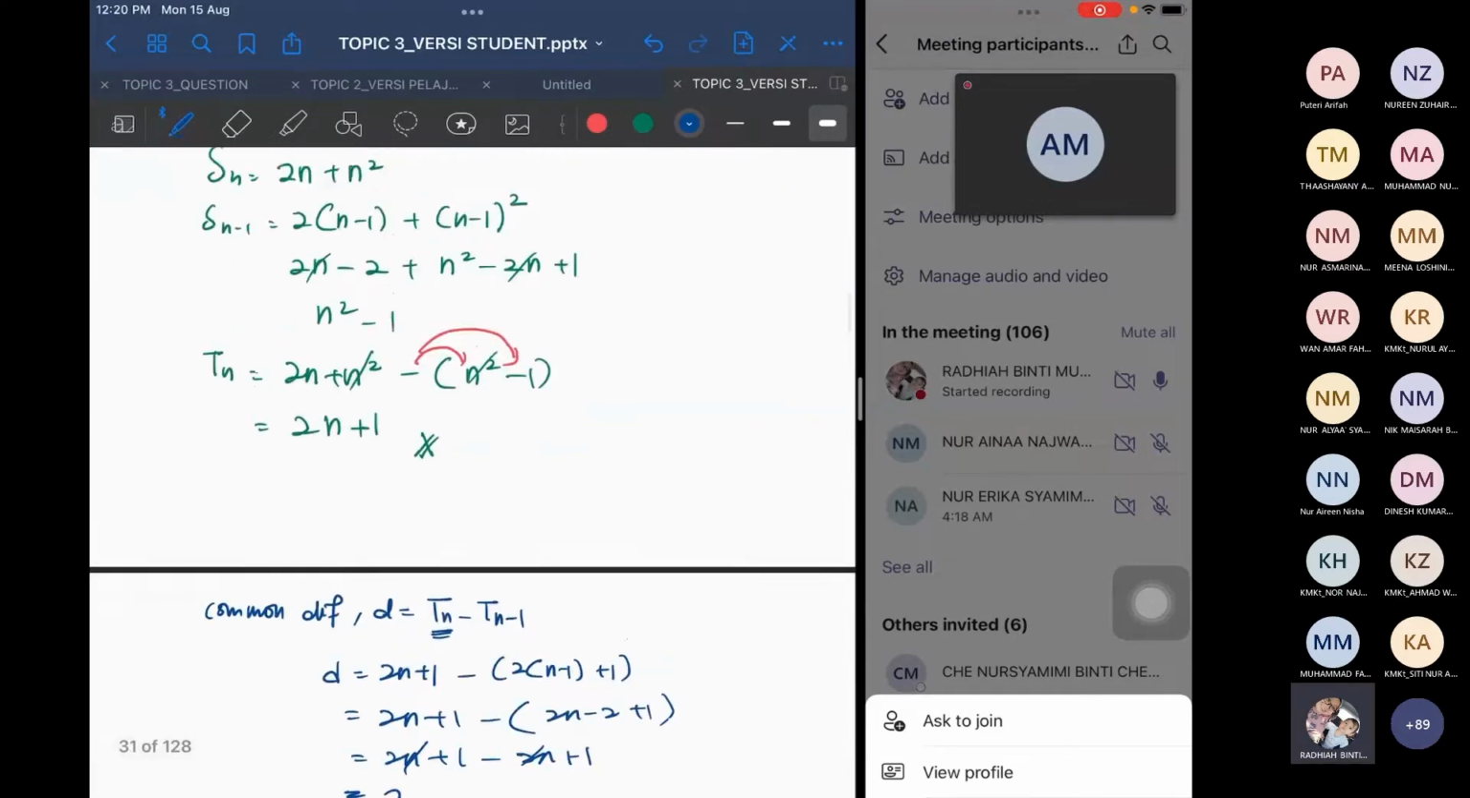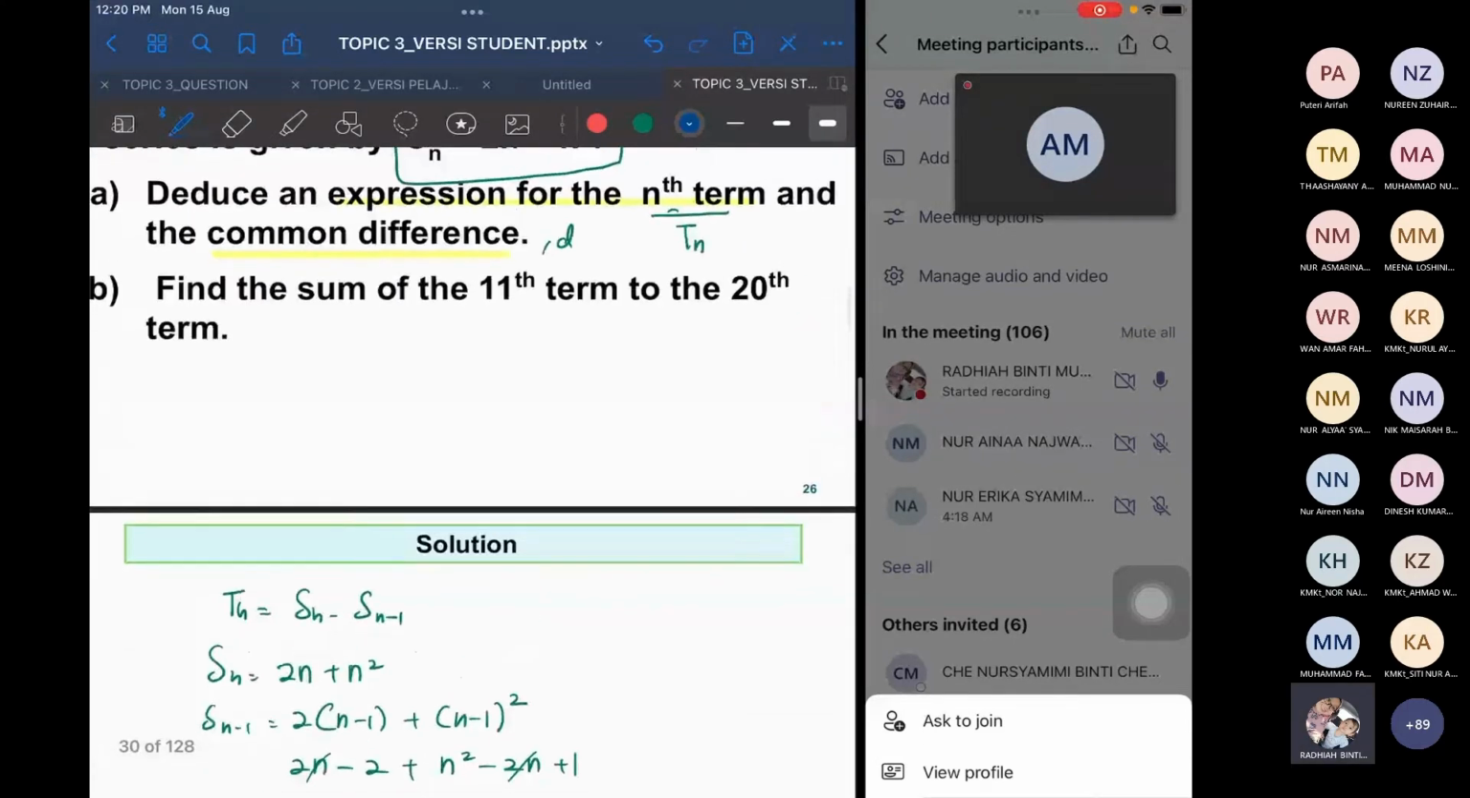Lepas tu soalan yang seterusnya, dia minta kita cari find the sum of the 11 term to 20 term. Maksudnya dia minta kita cari sum Sn.